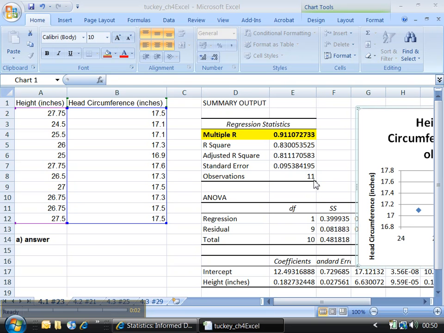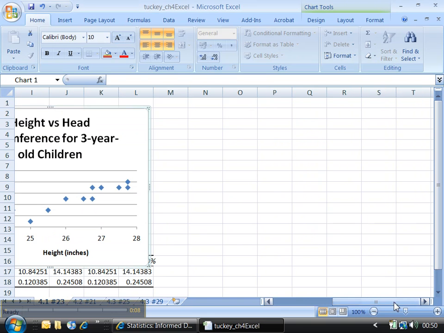Hello there. It's time to continue the Chapter 4 tutorial for Excel. Now, I wanted us to see one thing before we left here.